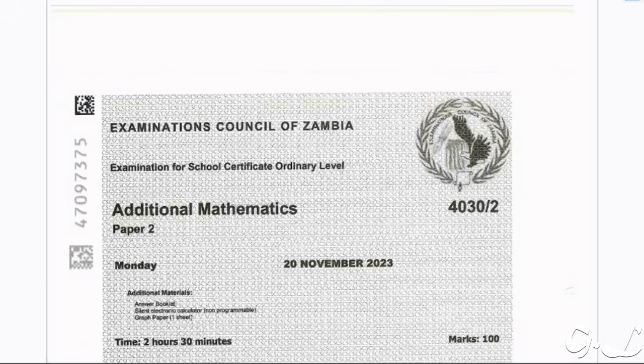the 2023 Additional Mathematics Internal ECZ examination for school certificate ordinary level. And in today's tutorial, we are interested in question number 10 in the topic of kinematics. So let's try to check the question in the paper. It is paper 2, Additional Mathematics.